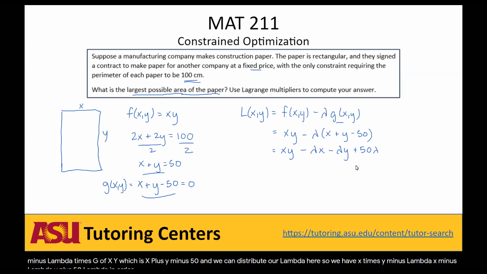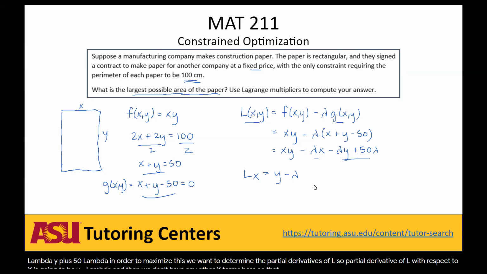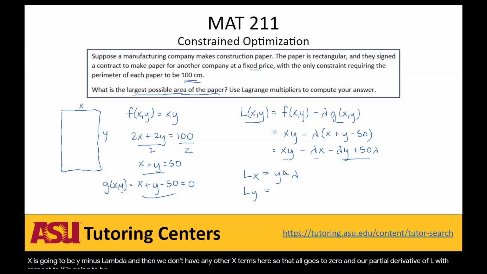Now, in order to maximize this, we want to determine the partial derivatives of L. So the partial derivative of L with respect to x is going to be y minus lambda. And then we don't have any other x terms here, so that all goes to 0. And our partial derivative of L with respect to y is going to be x, that'll go to 0, and then we have minus lambda again, and then that goes to 0 as well.